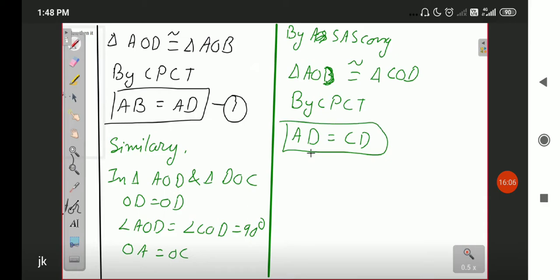Okay, similarly we will have a third pair of triangles. Similarly, for a pair of triangles DOC and triangle COA, AOC, sorry, BOC.